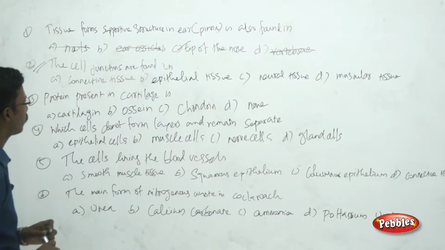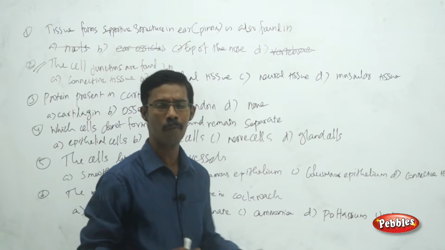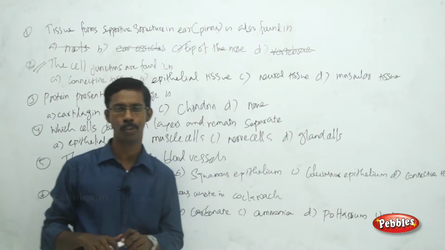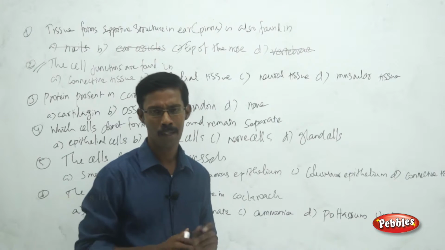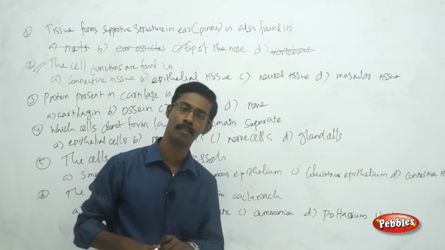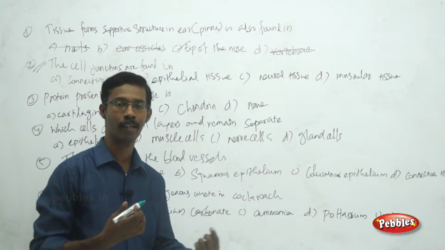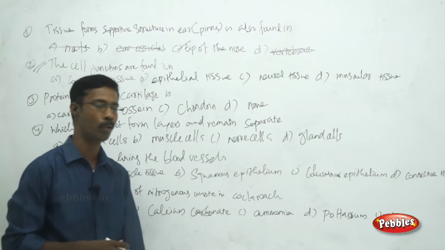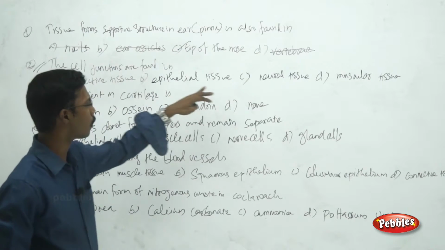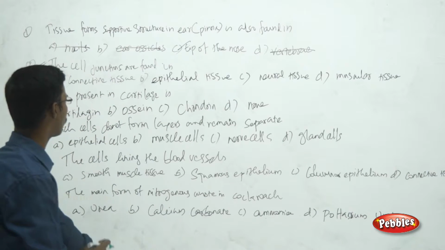And see the next question, the cell junctions are found in, okay, cell junctions are the junctions between the cells of a tissue which connect the cells. There are so many types of cell junctions we have seen: the tight junctions, adhering junctions, gap junctions. All these junctions are going to hold or adhere cells in the tissue, and you have to find out the correct tissue in which type of tissue the particular junction occurs.